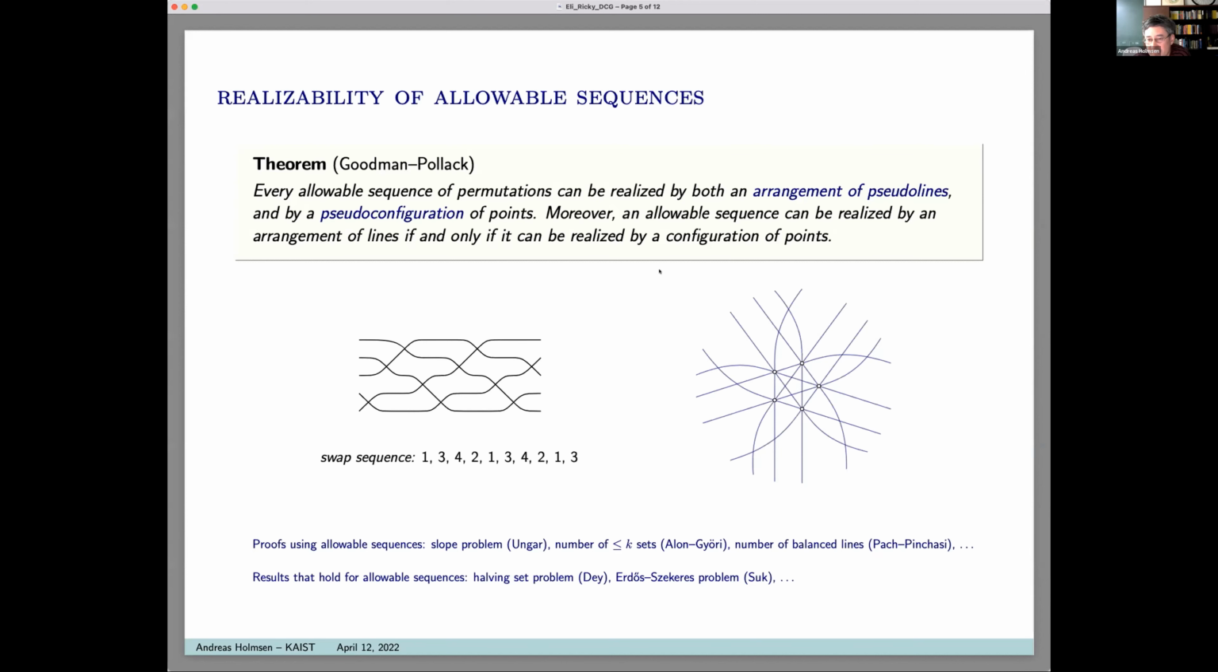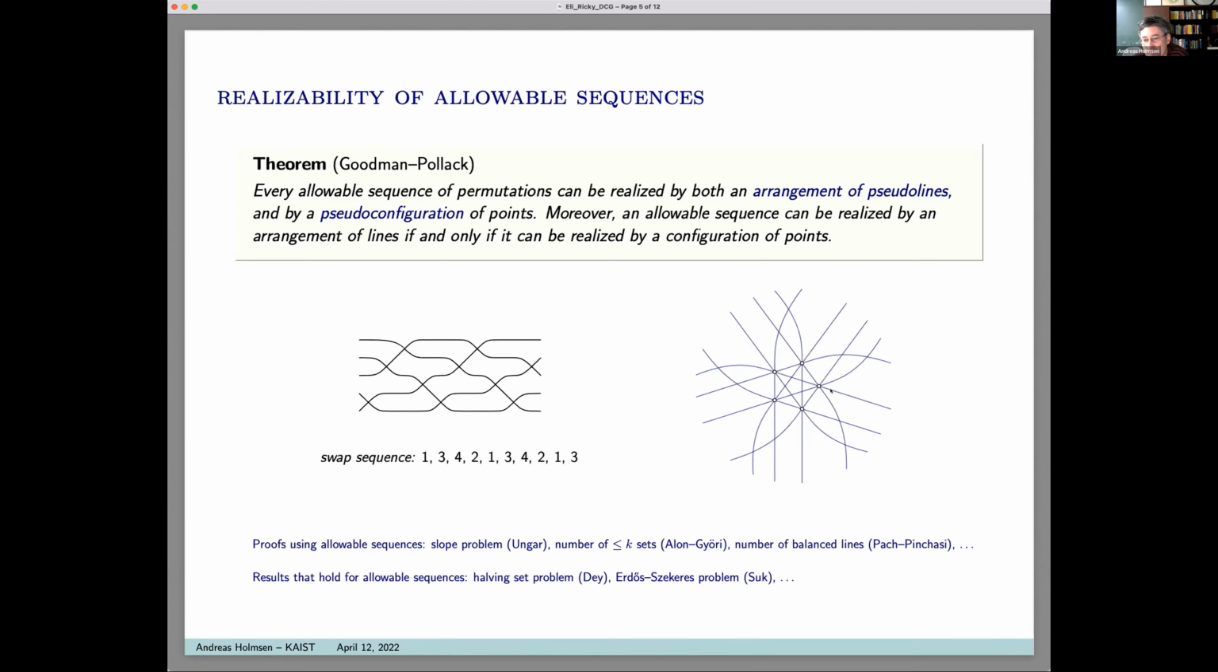And here is a simple allowable sequence, simple meaning that at each step, a single pair swaps positions. We can record this in something called a swap sequence. And here is the corresponding pseudo-configuration.